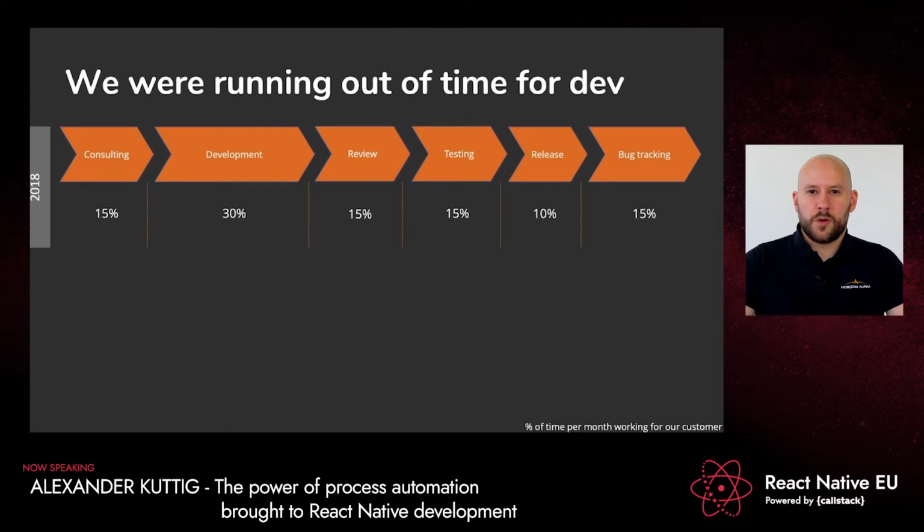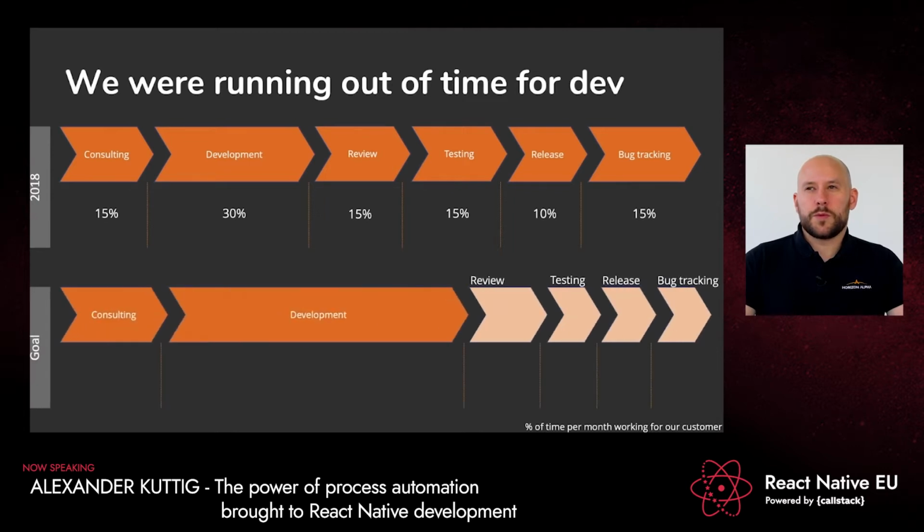So we tried to automate all steps which we don't have to do manually. So we wanted to automate a lot of review, testing, release, and bug tracking. And we did. So that's the 4 points I will talk about today. And yeah, we really saved a lot of time through the automation. I'll get back to this later.